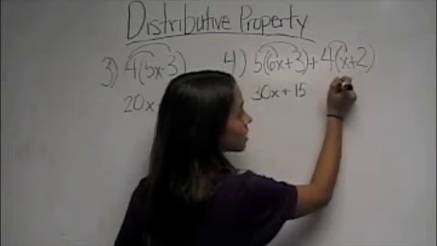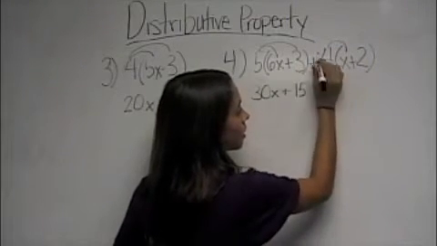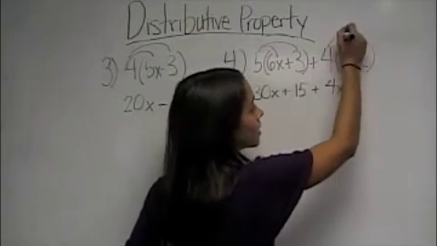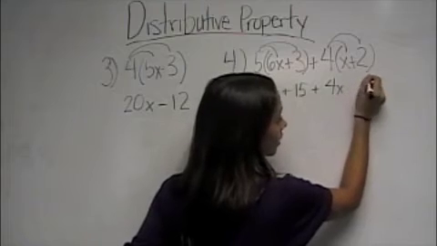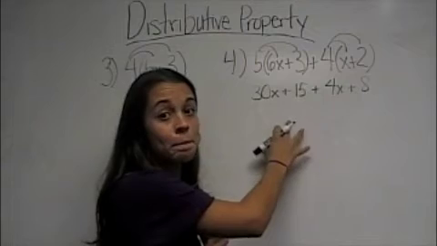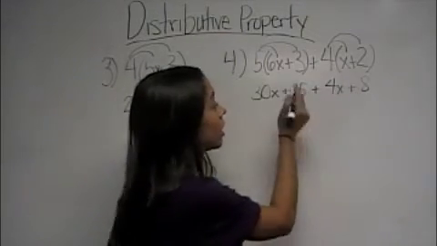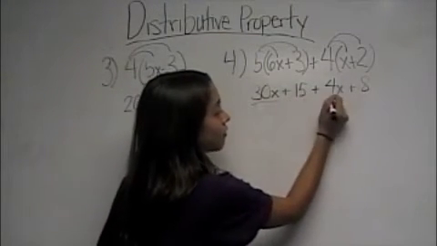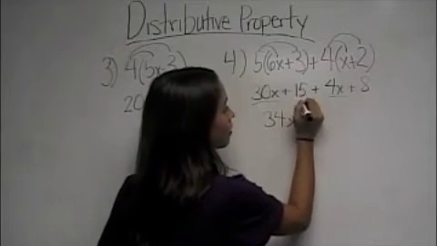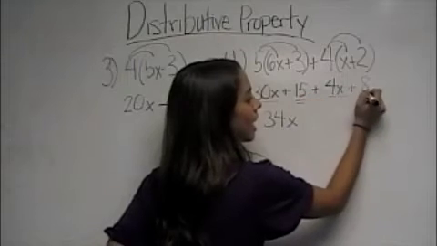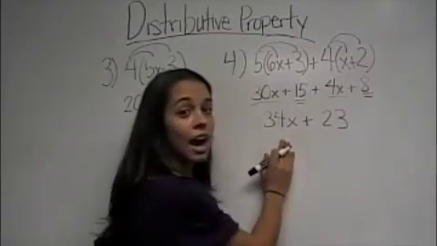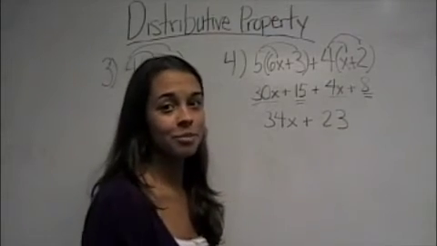4 times x is 4x. And remember, we bring down this addition sign in the middle. 4 times 2 is 8. Bring down our plus. Now we need to look and see if we can combine any like terms. We have 30x and 4x. That'll give us 34x. And we have 15 and 8. That'll give us 23. Now we are at the end of our problem.